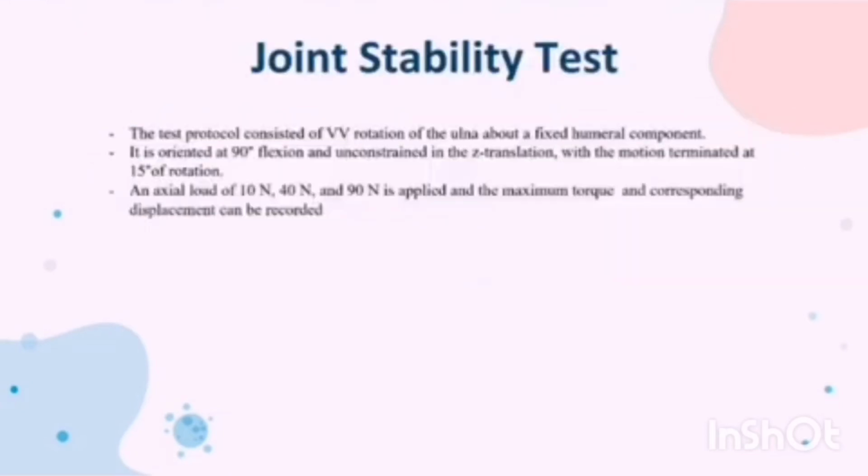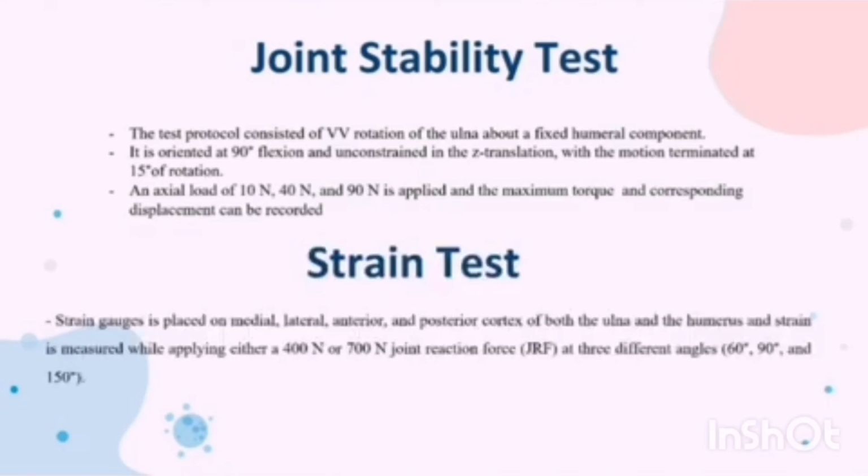To make sure the implant is working well, a few tests need to be done. The first test is the joint stability test. The test protocol consists of varus-valgus rotation of the ulna about a fixed humeral component. It is oriented at 90-degree flexion and unconstrained in the Z translation, with the motion terminated at 50 degrees of rotation. An axial load of 10 Newton, 40 Newton, and 90 Newton is applied, and the maximum torque and corresponding displacement are recorded.